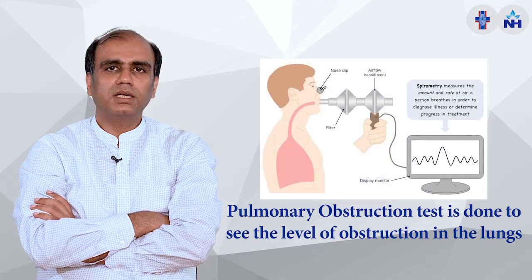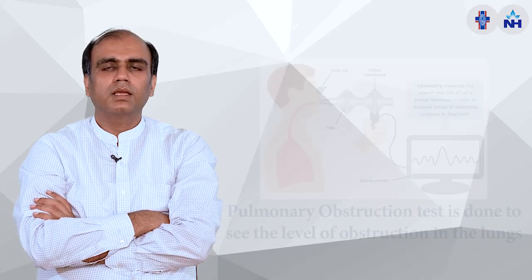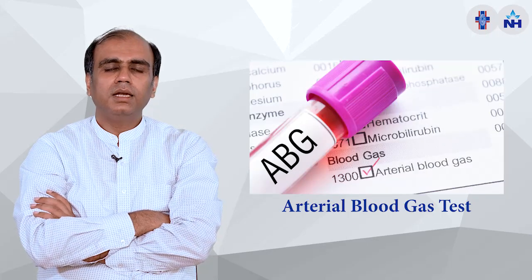Then we have to do other tests like the pulmonary function test, in which we see how much obstruction there is in the lung. In advanced cases we have to do arterial blood gas and a 6-minute walk test also. In rare cases, to see how much damage there is, we can do a CT scan also.